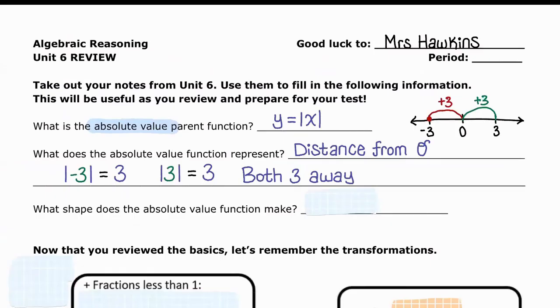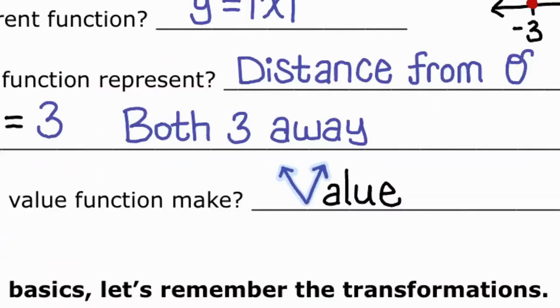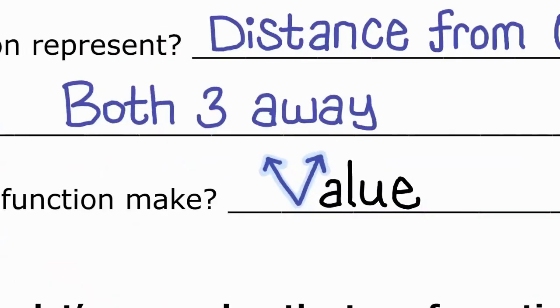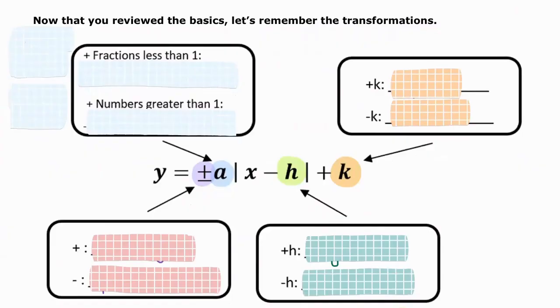What shape does an absolute value make? Hopefully you remember this one. It makes a V. Notice absolute value. So V is a nice easy trick to help you remember that absolute value makes a V. So I'm going to switch over to Desmos and we can explore each one of these individually.